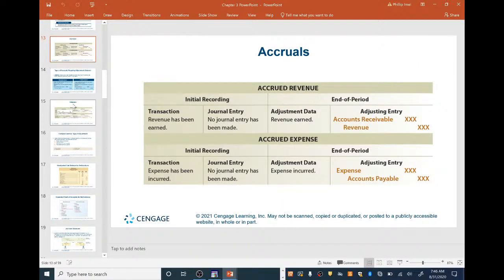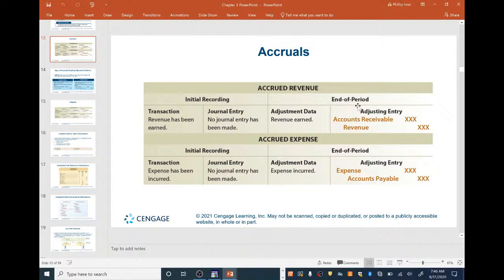Let's talk a little more about accruals. Let's talk about accrued revenue. Let's look up here at the top left-hand corner of this chart. It says the initial recording, the transaction: revenue has been earned. Once again, let's talk about that electrician. He's performed his service call and he's fixed their electricity issues. So the revenue's been earned, okay? At this point, no journal entry has been made, remember?